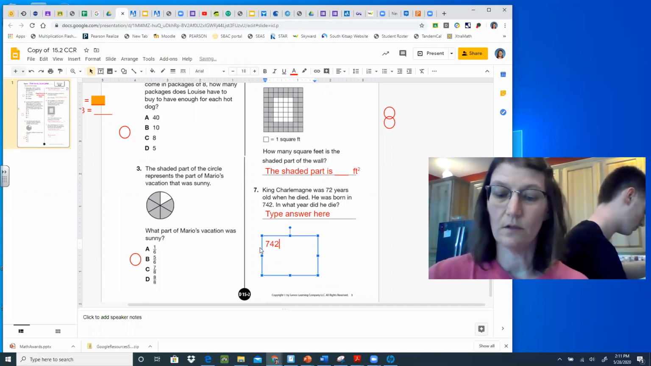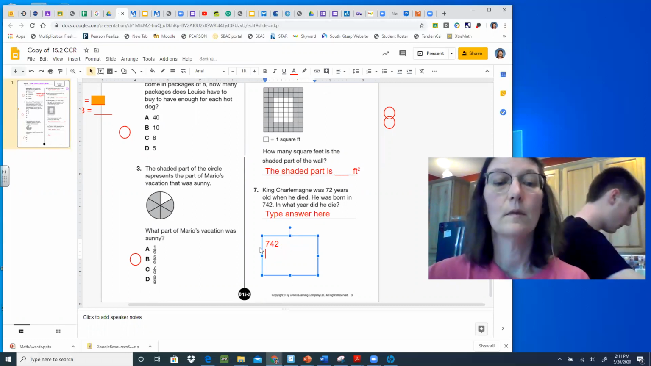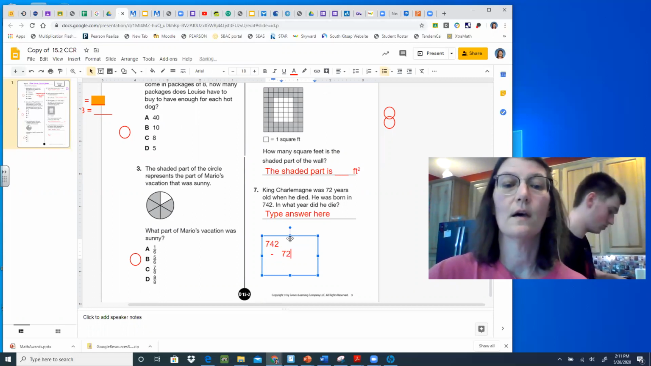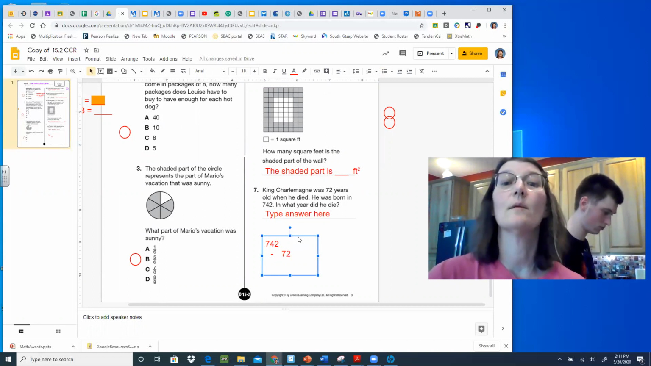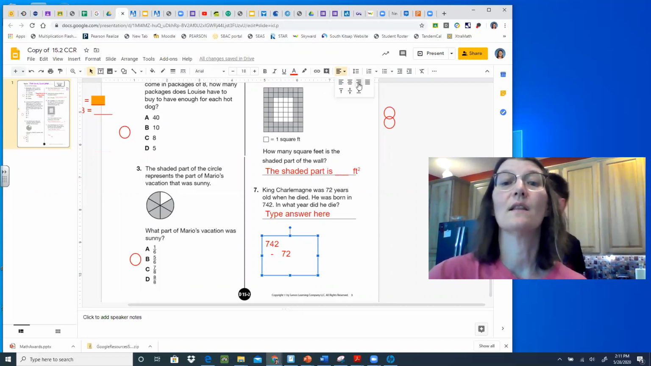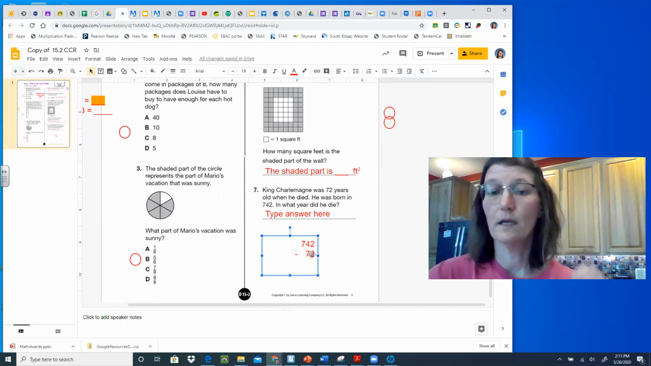So 1742, enter, minus 72. Okay, now you notice it's not lined up right. I'm going to go up here to the top, my align tool, and I'm going to tell it that I want it to align on the right side. Okay, so you can notice, oh, 2 take away 2 is 0.